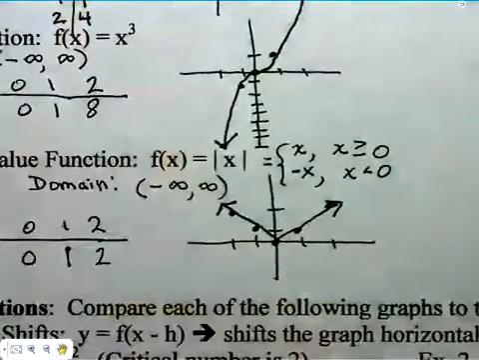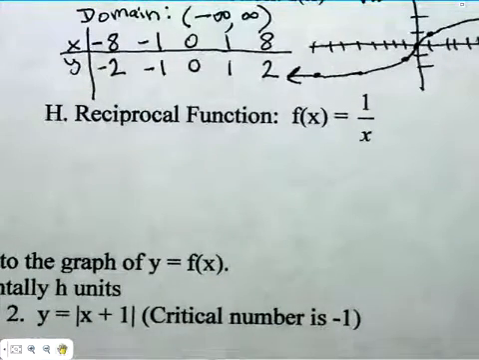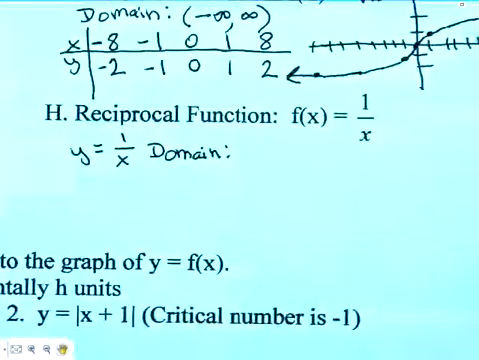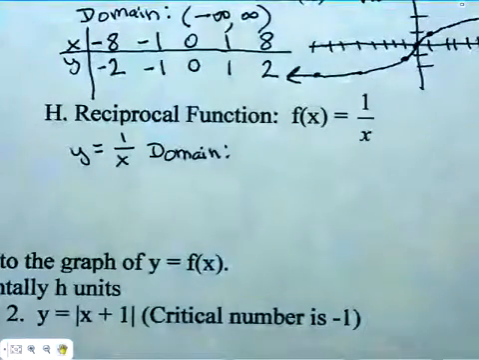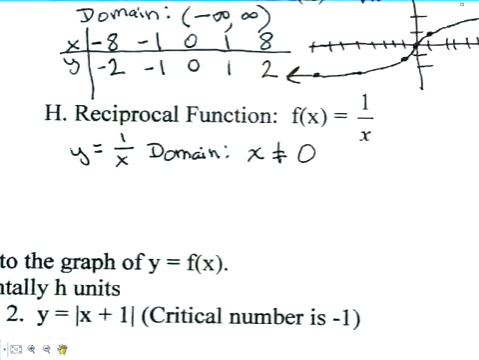Last one, the reciprocal function, also known as the flipper. It takes any number you put in and flips it, because that's what taking the reciprocal does. What's the domain of this function? Anything but 0. I can flip positives and I can flip negatives. I just can't flip 0 because that would give me 0 in the denominator. I'm just going to write the domain this way. X can be anything but 0.